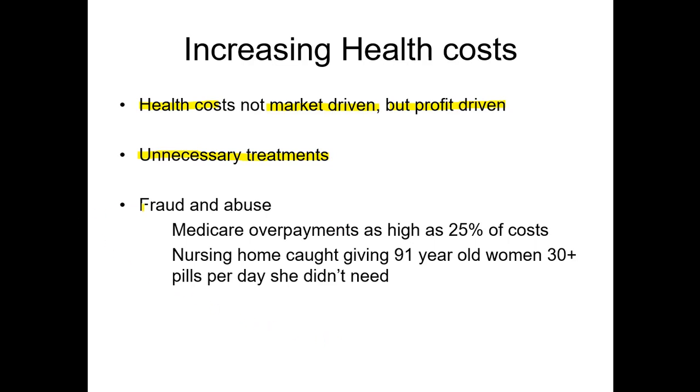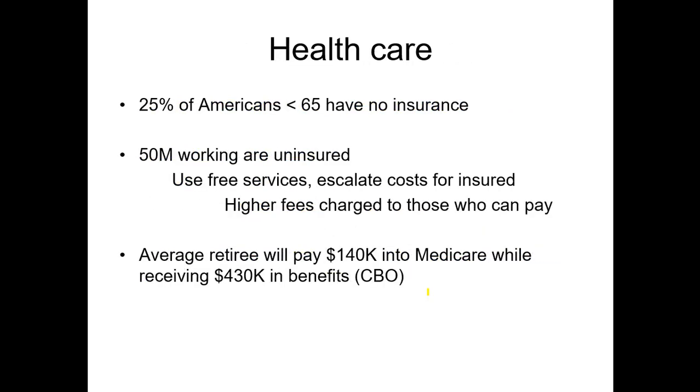And we also see that because Medicare is required to pay, there's quite a bit of fraud and abuse in the Medicare system. Overpayments to Medicare could be as high as 25% of costs. And this is just one of hundreds of examples: a nursing home was caught giving a 91-year-old woman 30 pills per day that she didn't need. So the administrators have been caught numerous times overcharging, overbilling. There's just lots of things in our healthcare system that could be looked at to bring costs down. But the general idea is that being profit driven, it will continue to go up.